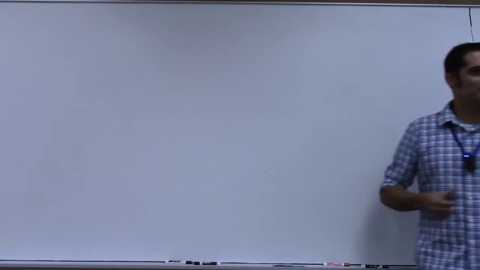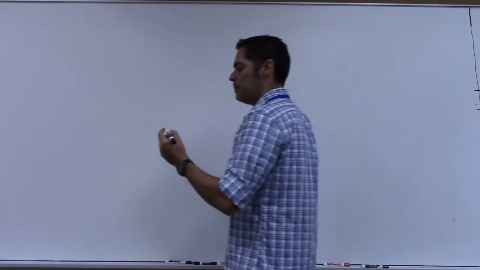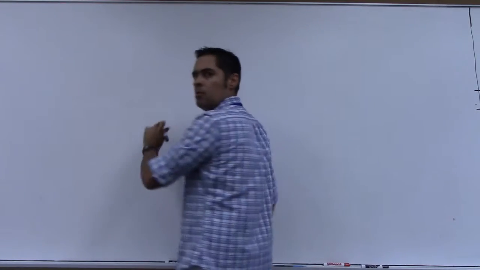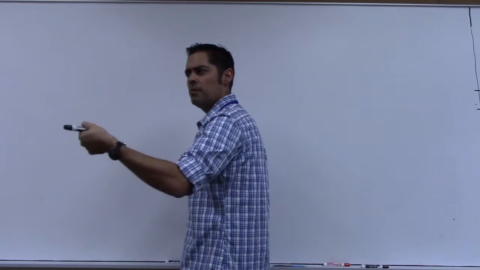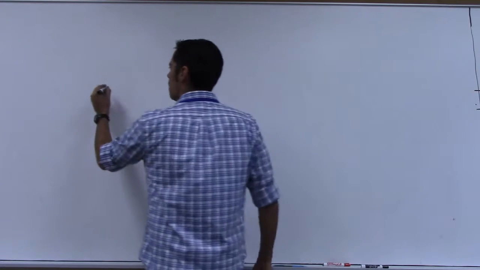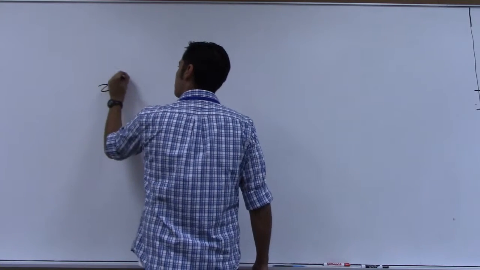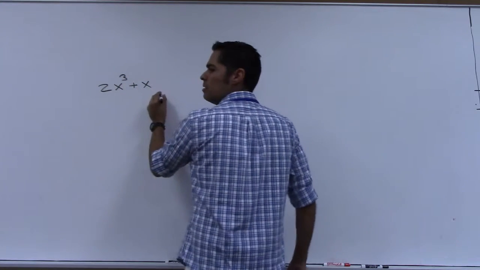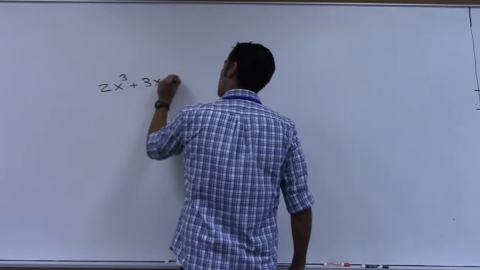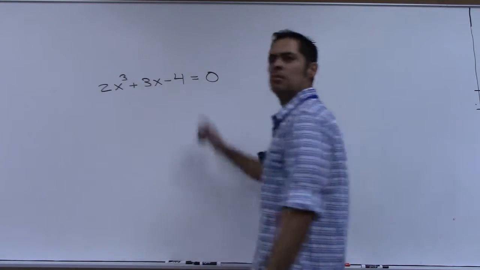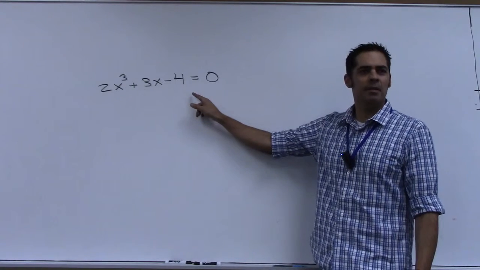No? No one has it? X cubed? I have 2x plus 6x. Wait, what did you have? 4x cubed. I had 2x cubed plus 3x minus 4. Oh, plus 3x minus 4. That's what we were setting equal to 0? That looks more familiar to me.